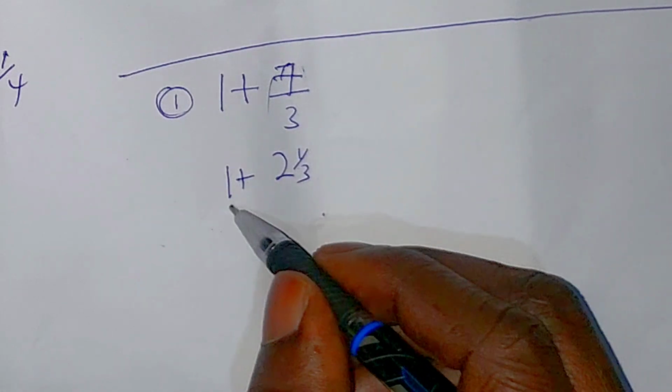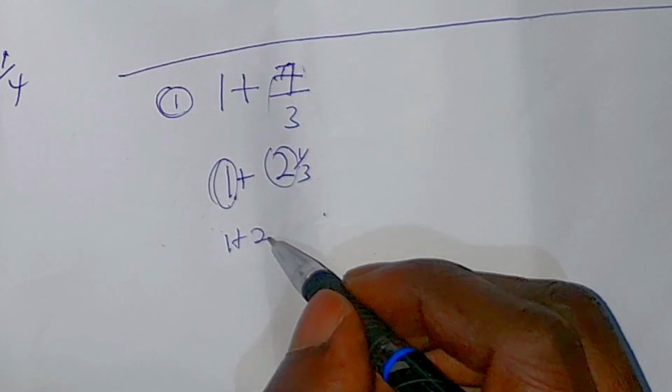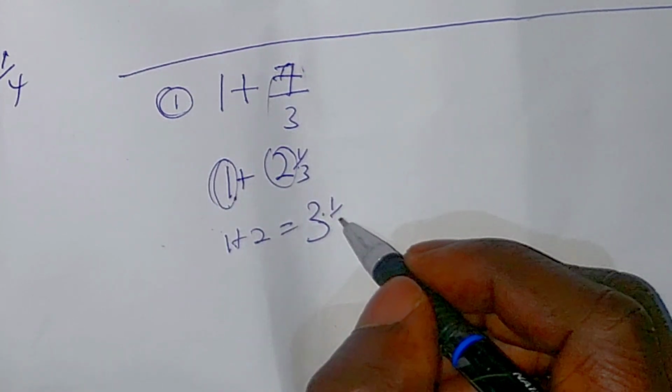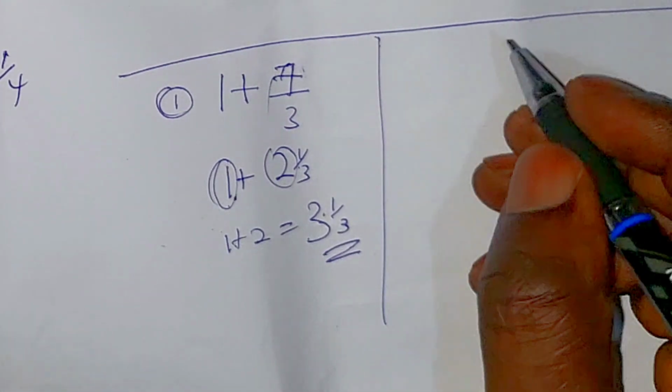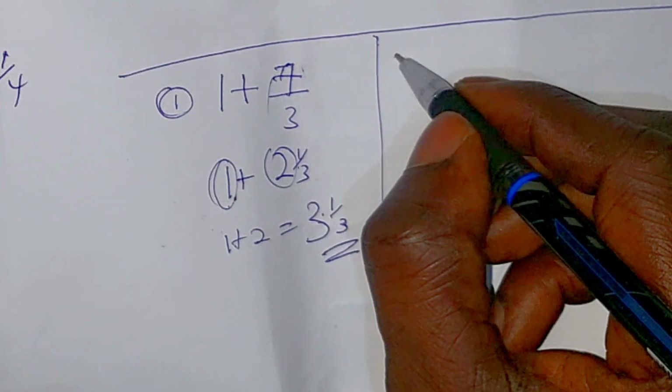So if you add, you can decide to add the whole numbers and get 1 plus 2, which will give you 3 whole number. Then we just attach the fraction to it and you are done. That's as simple as it. But if you don't want to do it like that, you can do this. So another way of doing it is this.